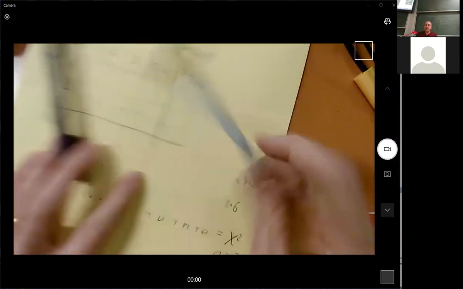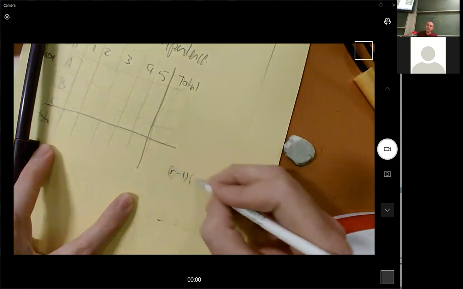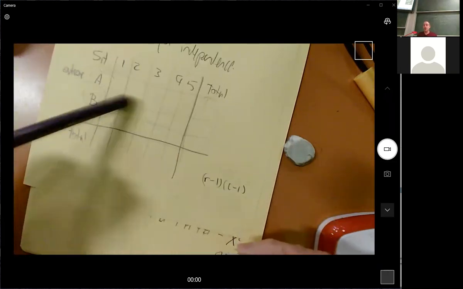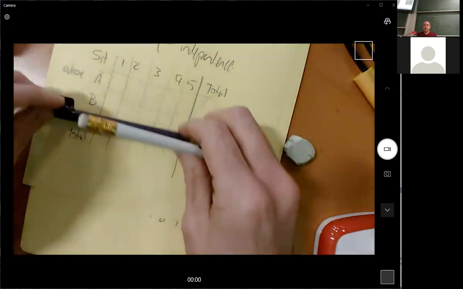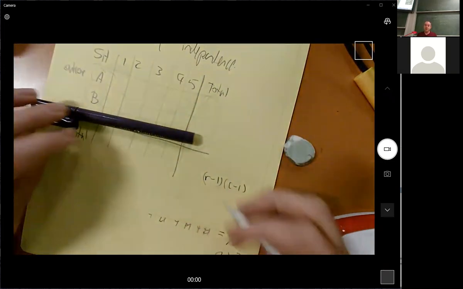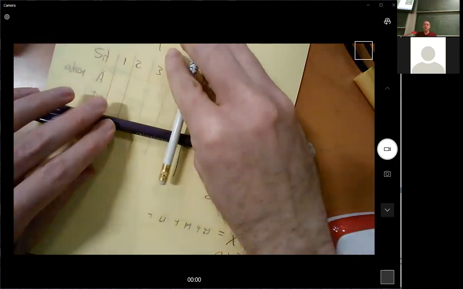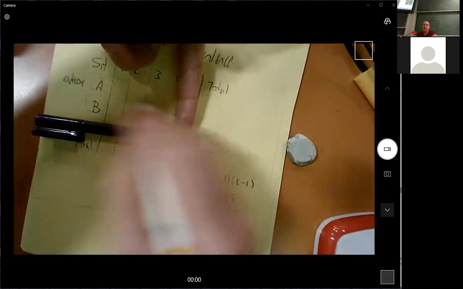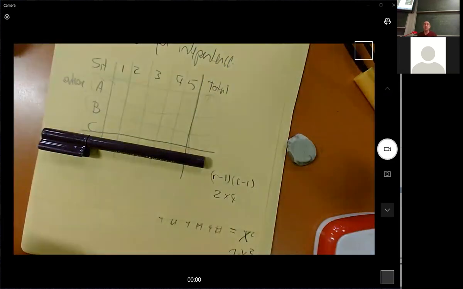So they talk about row minus 1 times column minus 1. Well, that's exactly what that is. Remove one row. Now this row minus 1 is 2. Remove one column. Column minus 1 is 4. And then how much is left? 2 times 4. That's the degrees of freedom.